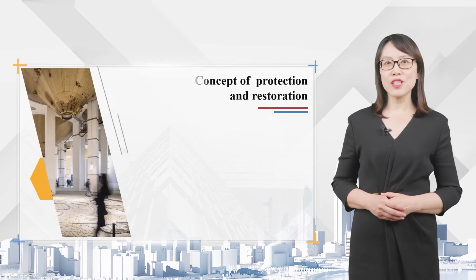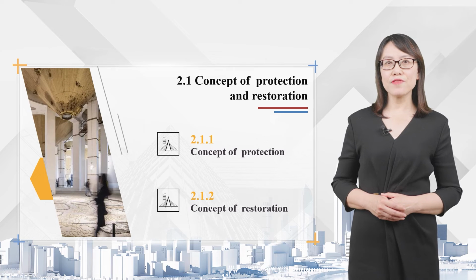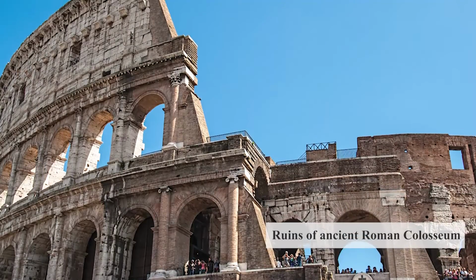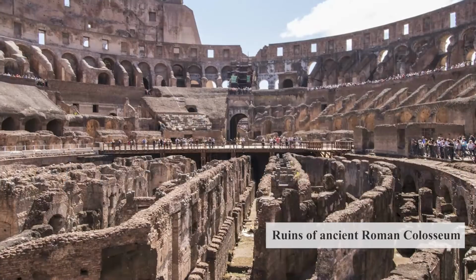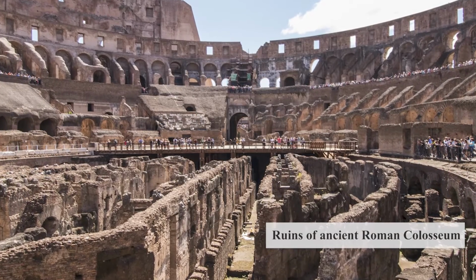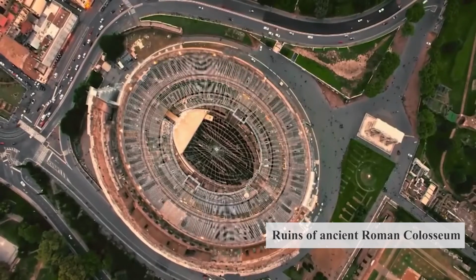Now, let's begin to learn the first section of this chapter, the concept of protection and restoration. It mainly starts from the concept of protection and the concept of restoration. Let's first look at a picture. You must be very familiar with it, the Colosseum of Rome. We have studied it in great depth in architectural history course.